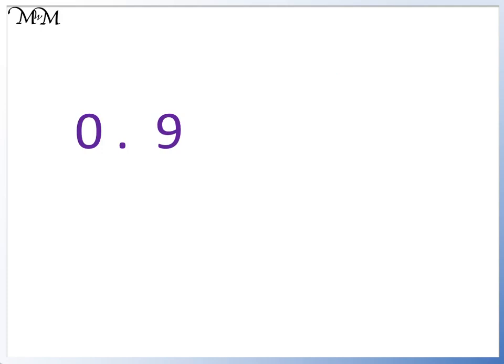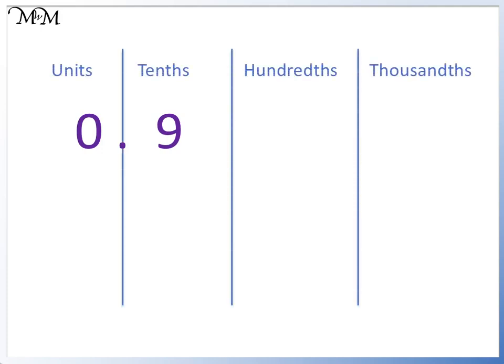For example, 0.9. The 9 is in the tenths column. This tells us that we have 9 tenths. You can probably hear that this sounds like a fraction, and it is. 9 tenths can be written like this.